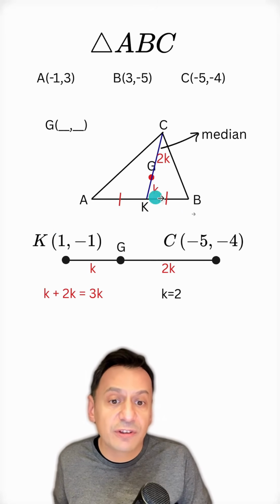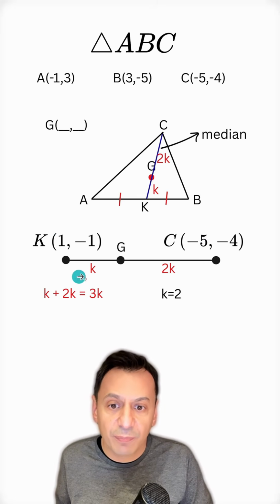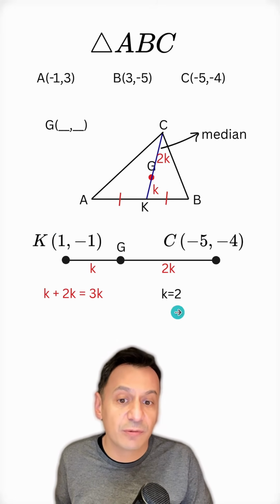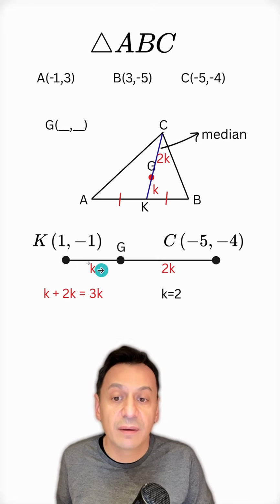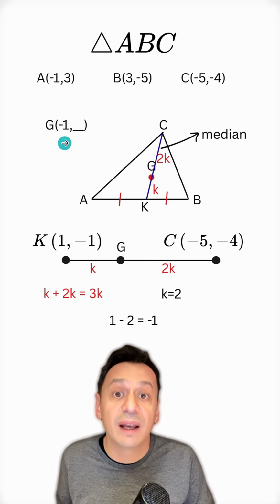I see that the abscissa decreases from 1 to -5. So if I decrease 1 by 1 part from here, in other words, if I subtract 2, I'll find its abscissa. I subtract 2 from 1 and thus I find the abscissa of my centroid as -1.